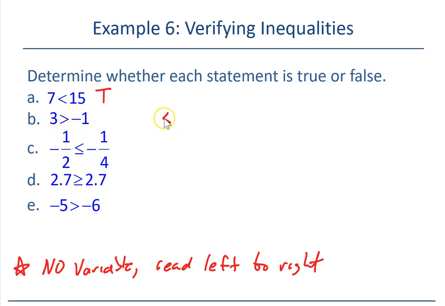How about 3 is greater than negative 1? Well, let's look at this. We got a number line here. My 3 is going to be way over here, and then negative 1 is going to be right here. So yes, that sounds very good.